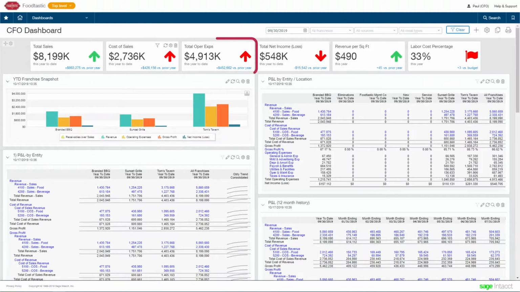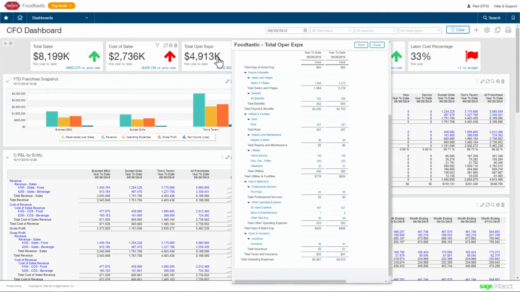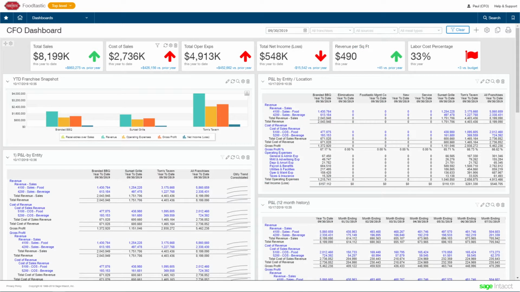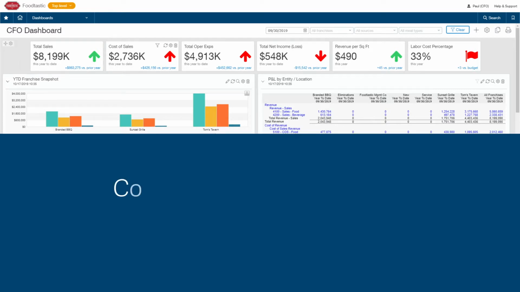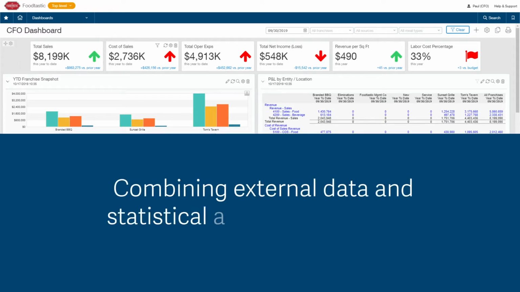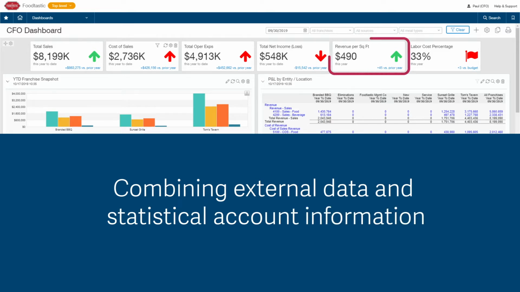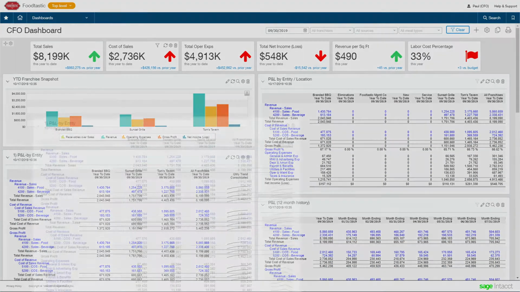We can see that operating expenses are higher than they were this time last year. Drilling down, we see the detail and see that an increase in labor cost is responsible for this increase in expenses. Back on the CFO's dashboard, we see that there's also been an increase in revenue. By combining captured external data and statistical account information, the dashboard shows at a glance key metrics like revenue per square foot. We can also see that the labor as a percentage of sales is 33%. This is higher than we'd like, so we'll investigate what's happening.